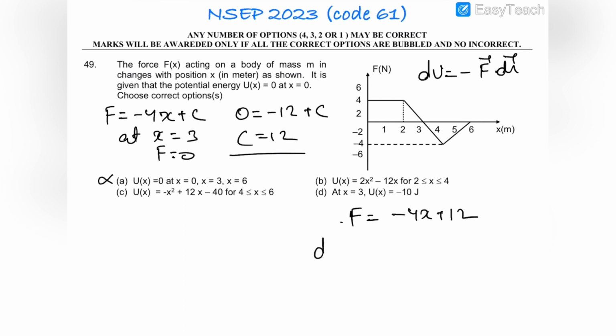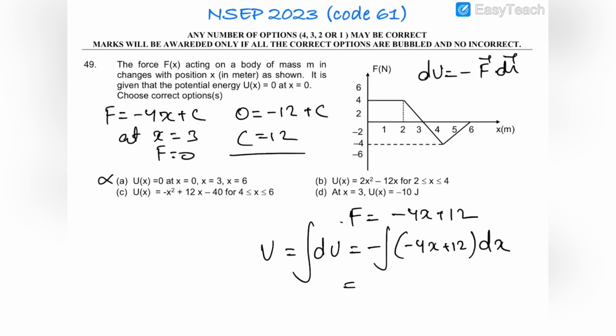Now if we find dU, which is the integration of minus F dot dx, and integrating this, it would be 2x square minus 12x plus c, and you can see that c will not be 0. You can obviously check the value of potential energy at x equal to 3.